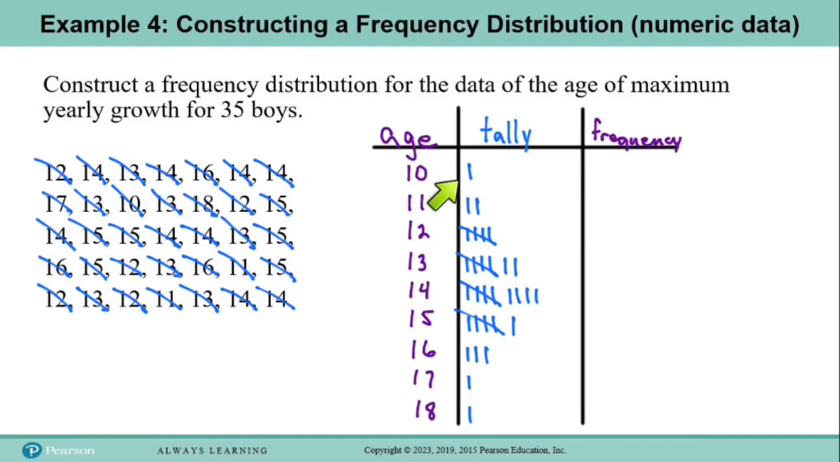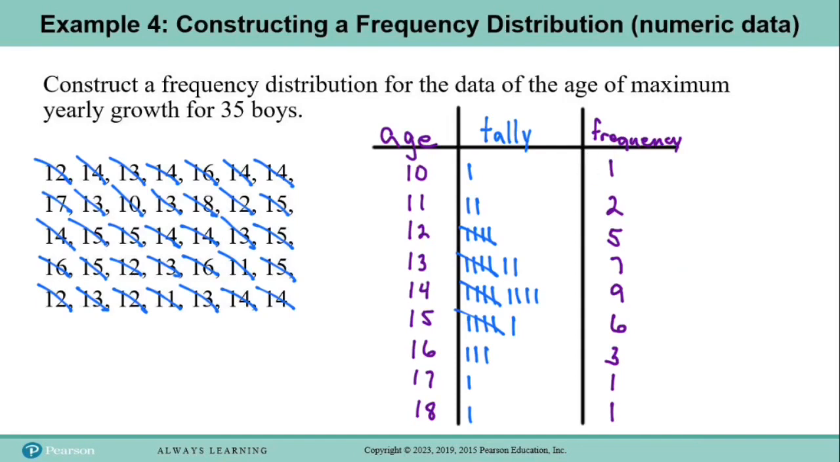So for the age 10, we had a frequency of 1. For age 11, we had a frequency of 2. For 12, we had a frequency of 5. Then for 13, it was 7. For 14, it's 9. For 15, it's 6. Then 3, 1, 1. And so here is our frequency distribution, and the only parts that matter are the ages in the left column and the frequencies in the right column.